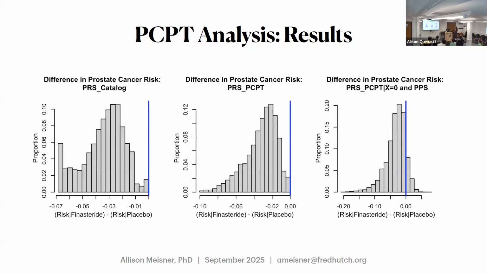And that's also the same thing as seen in the risk difference. It's just the distributions aren't as nice because we didn't fit a model for the risk differences. But you can see that for PRS catalog and PRS PCPT, everybody sees a risk difference of less than 0, so they experience some benefit from finasteride. But for the model with the PPS, about 12% of people are harmed by finasteride.